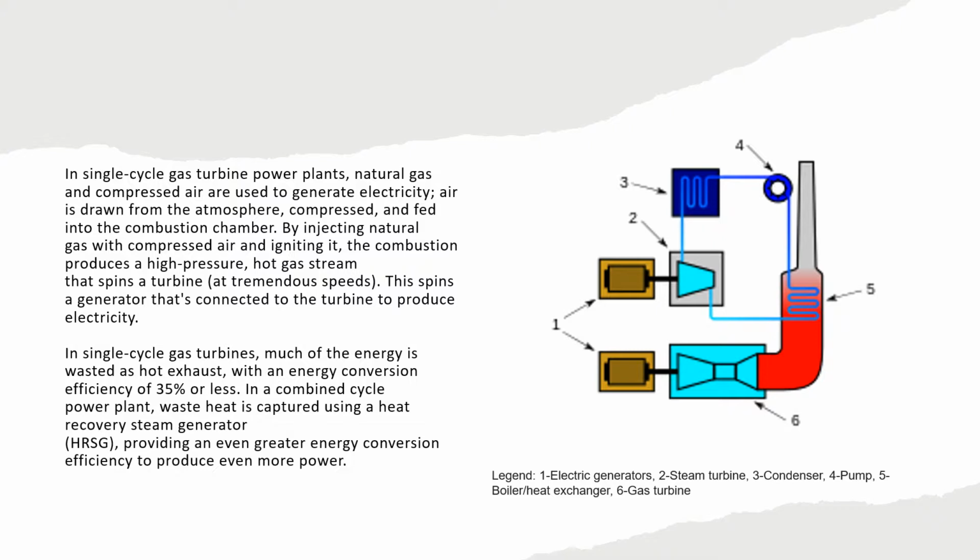In single-cycle gas turbine power plants, natural gas and compressed air are used to generate electricity. Air is drawn from the atmosphere, compressed, and fed into the combustion chamber. By injecting natural gas with compressed air and igniting it, the combustion produces high-pressure hot gas steam that spins a turbine. This spins a generator that is connected to the turbine to produce electricity. In single-cycle gas turbines, much of the energy is wasted as hot exhaust, with an energy conversion efficiency of 35% or less. In a combined cycle power plant, waste heat is captured using a heat recovery steam generator, providing an even greater energy conversion efficiency to produce more power.